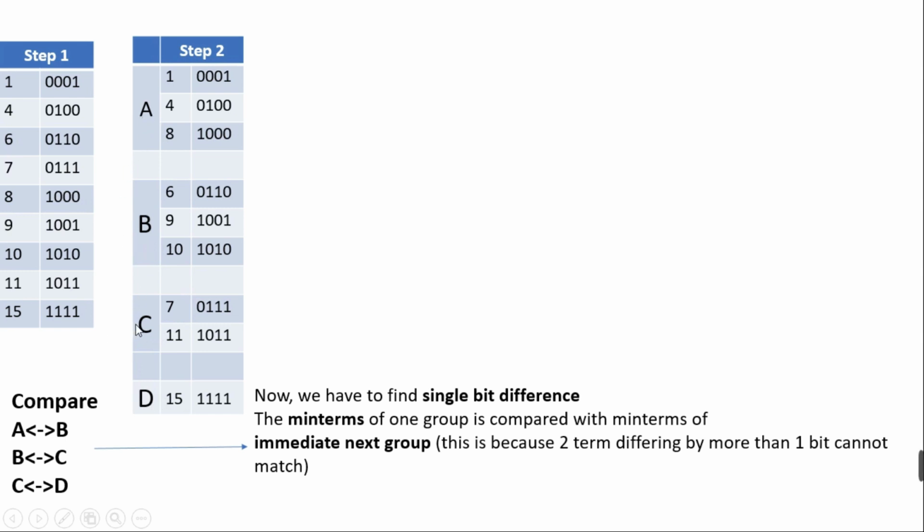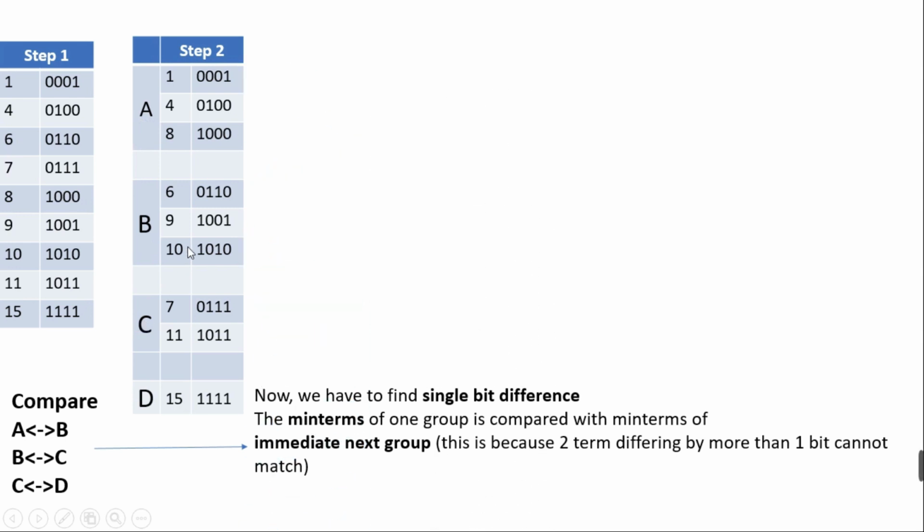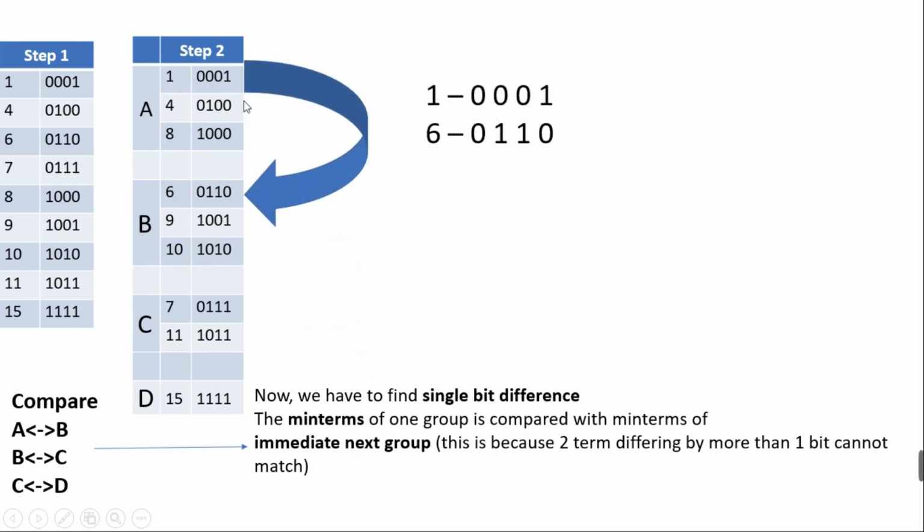Okay, let's continue. During the comparison we're going to compare all the minterms of one group with all the minterms of its immediate next group. At first let's check the scenario for A and B. We're going to compare 1 of group A with all the elements of group B. At first we're going to compare 1 and 6, and you can see that we have written them individually right there. So what are we trying to get out of here?